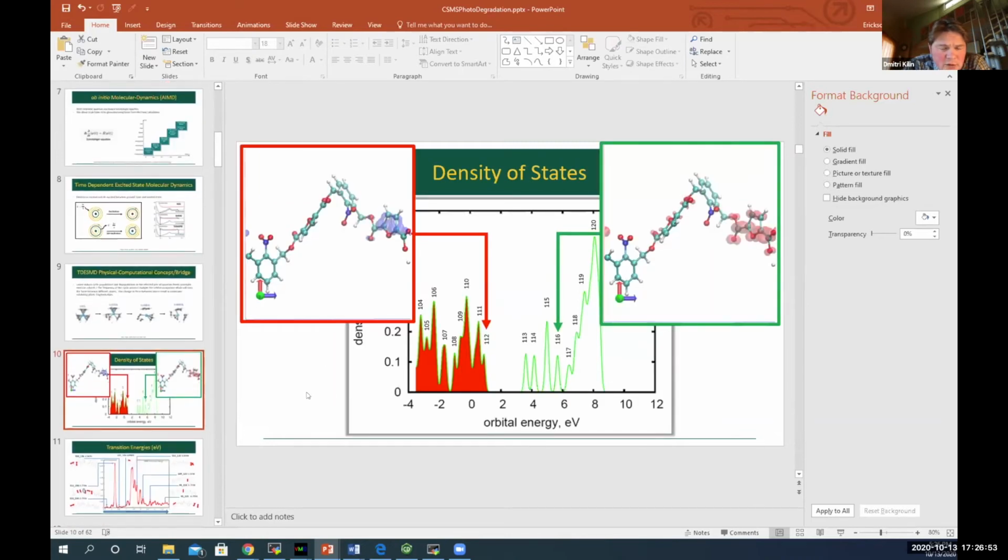Okay, so what is density of states? What is the definition? Do you expect synthetic organic chemists to know what it is? It's a well of energy.